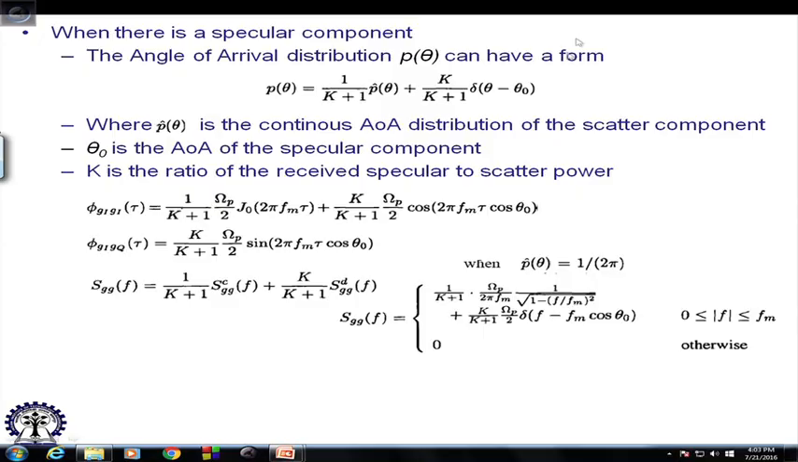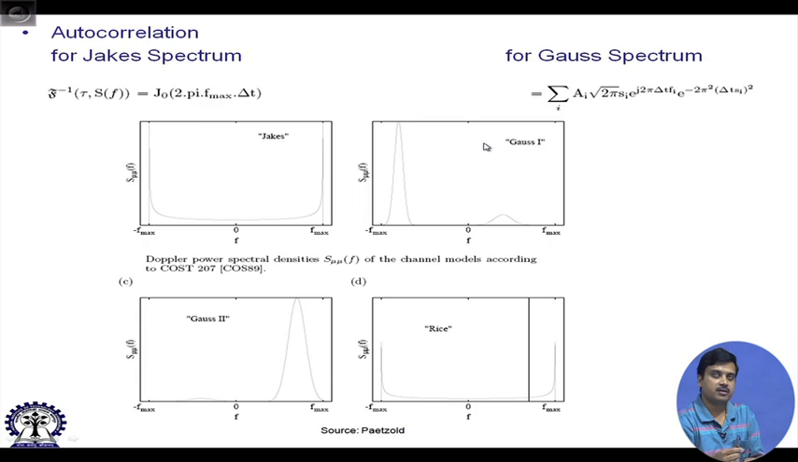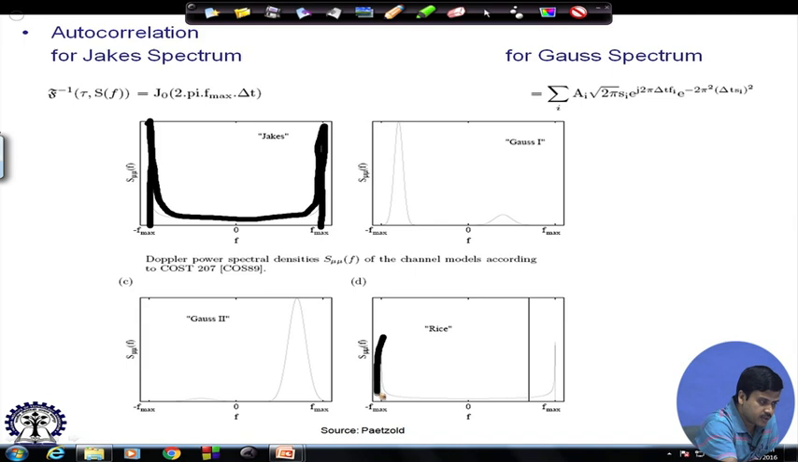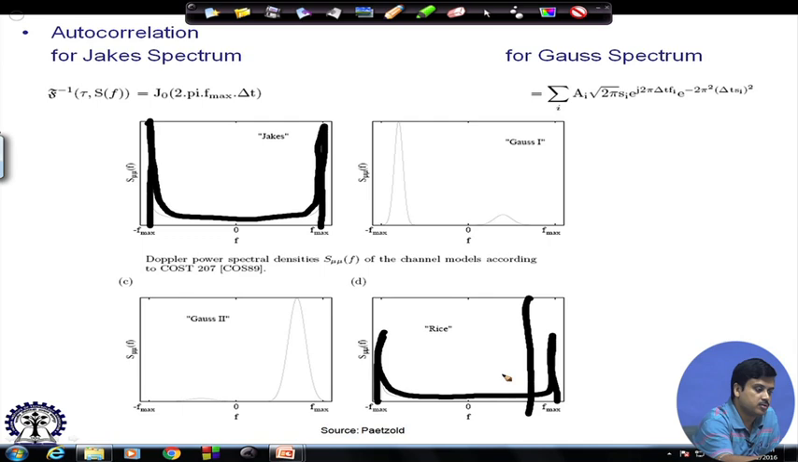So this would result in a spectrum as shown in this particular slide. If you have a specular component, this is the Jakes spectrum as you can see. Whereas the Rice spectrum, because of the Rician distribution, has this Jakes spectrum with a strong specular component on top of it. And what we also have over here is the Gauss spectrum, but as of now what is important for us is the comparison of the Jakes spectrum and the Rice spectrum.